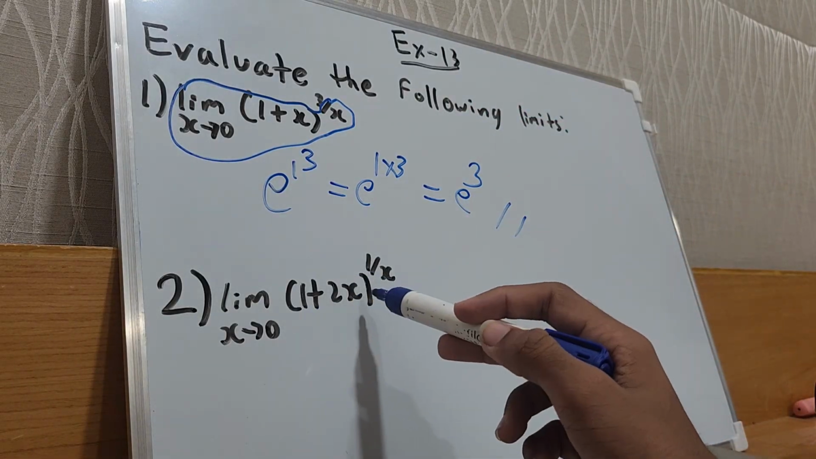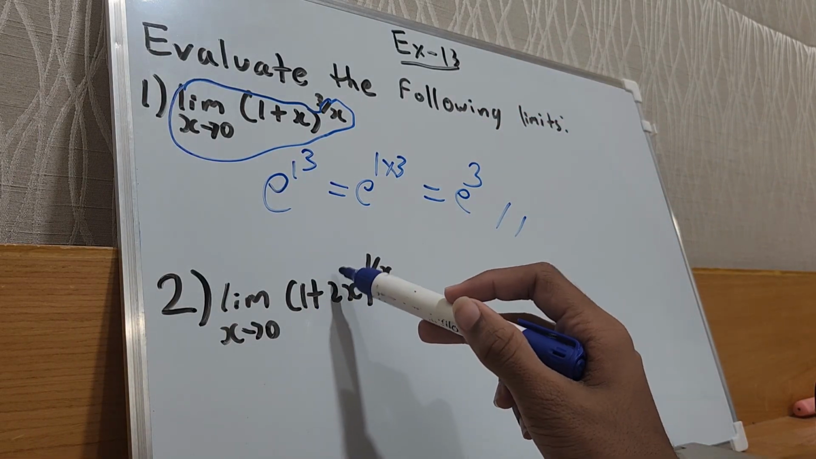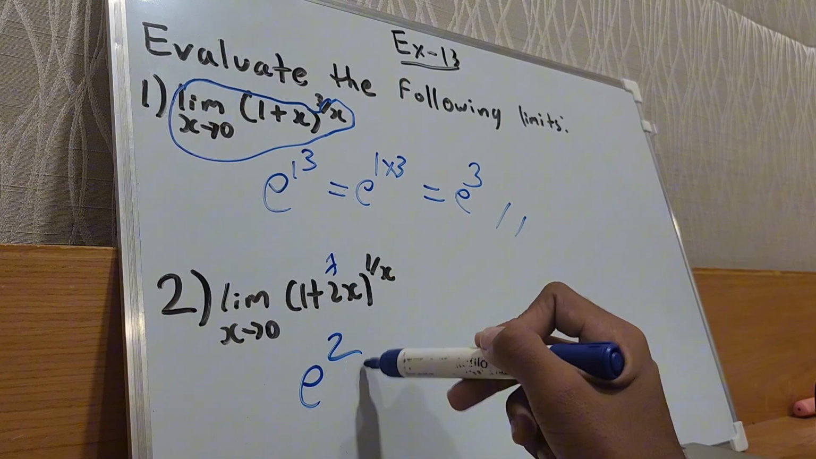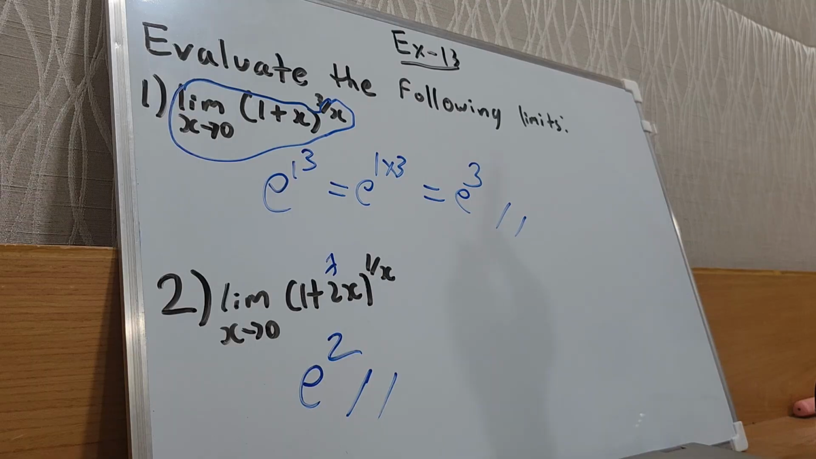Limit x tends to 0, (1 plus 2x) whole power 1 by x. So this 2 was lambda in the formula. Apply the formula, e power 2. That's it. It's easy, right? For the first 6 questions it will be easy, then we'll see a little bit harder ones. Now let's move on to the third question.